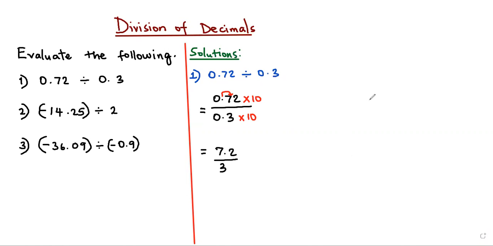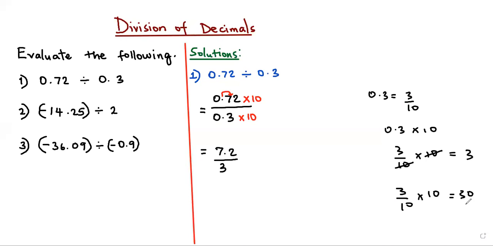You need to understand this very well. For example, 0.3 is the same as 3 out of 10. So if I have 0.3 times 10, it means that I have 3 out of 10 times 10. And this 10 can go with this 10 to have 3. Or else I say that I have 3 out of 10 times 10. This is equal to 30 out of 10, which is the same as 3. So that's why I'm telling you that 0.3 times 10, we are getting 3. Okay.